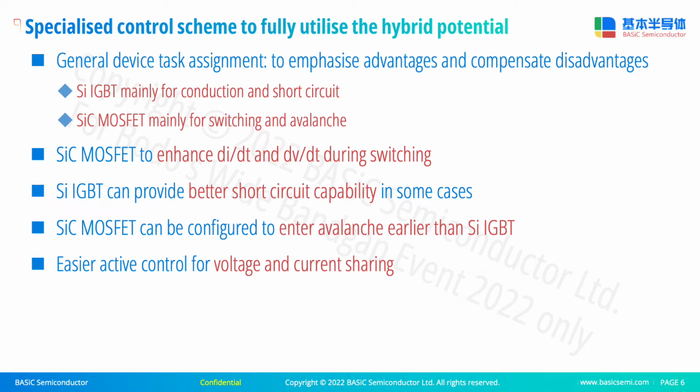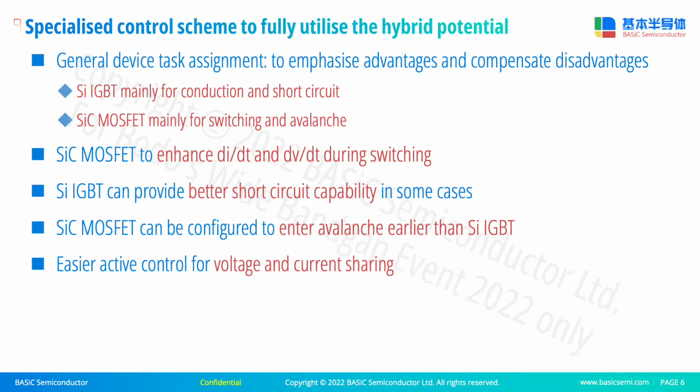So we have been thinking, how can we go one step further? We tried to split the switching and conduction tasks even more. That is, in general, use silicon IGBT only for conduction and silicon carbide MOSFET only for switching. This is an attempt to accomplish those tasks at a lower device cost.